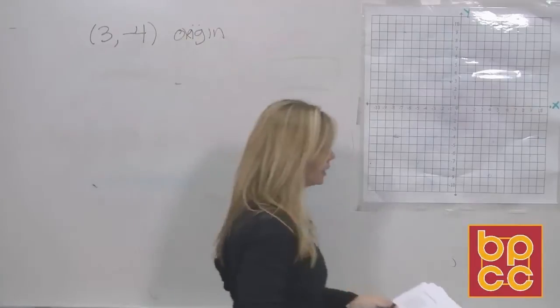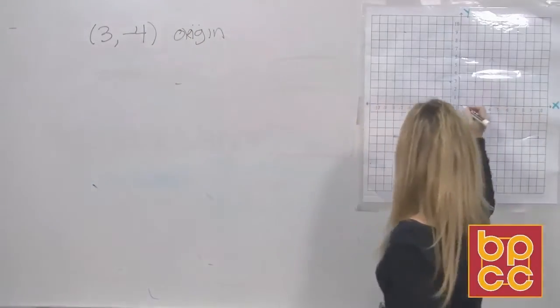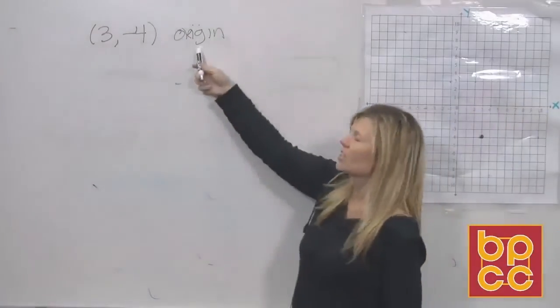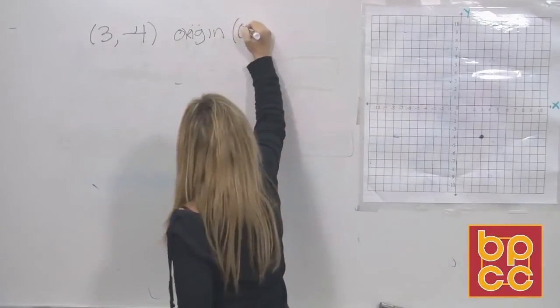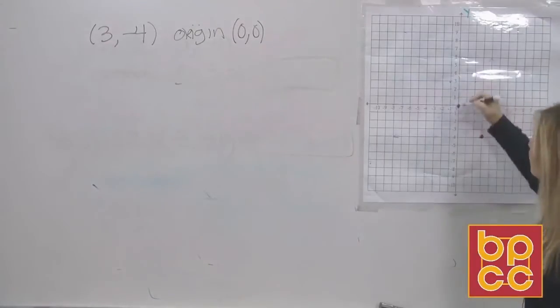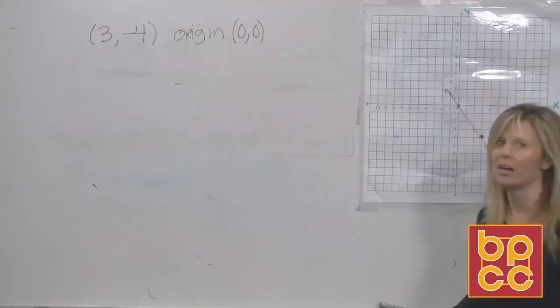All right. We all know what 3, -4 is. It's a point. We'll plot it. 3, -4. What's this clue? What's the origin? Very good. It's also a point. It's 0, 0. And if I connect those 2 points, it's obvious we're talking about a diagonal line.